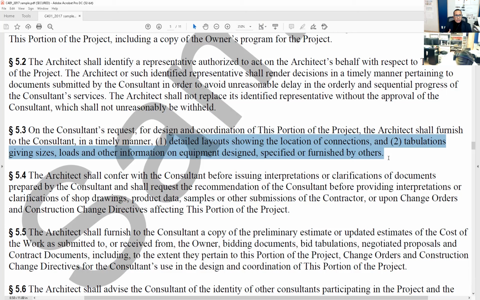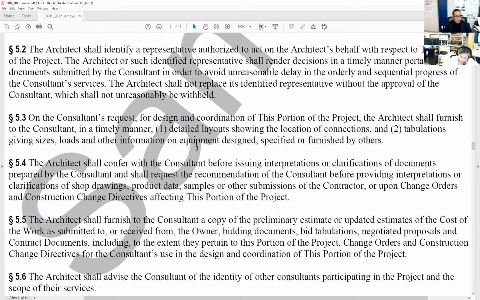The equivalent on plumbing will be the same. Toilets, how many toilets and things like that, right? Any specific things that we have to deal with, we've got to provide.